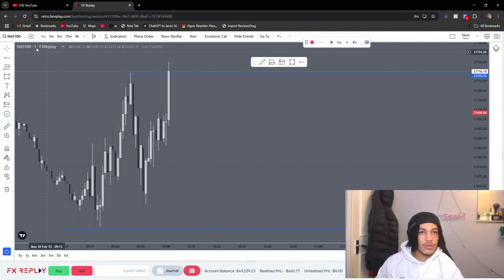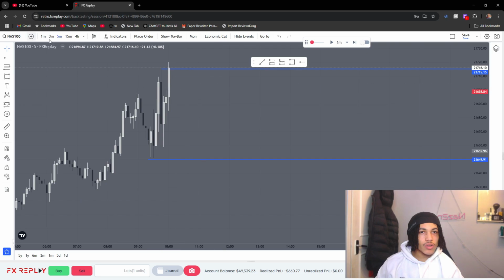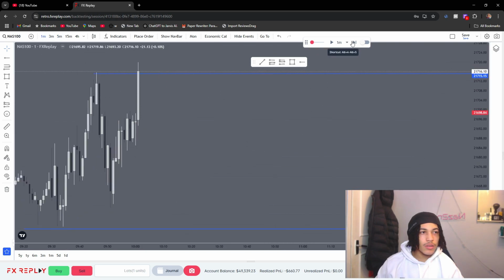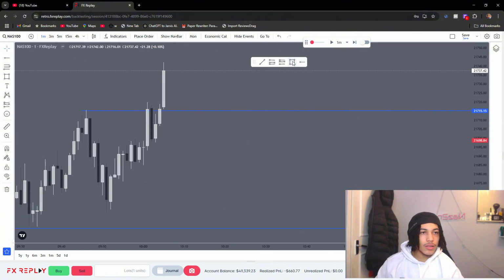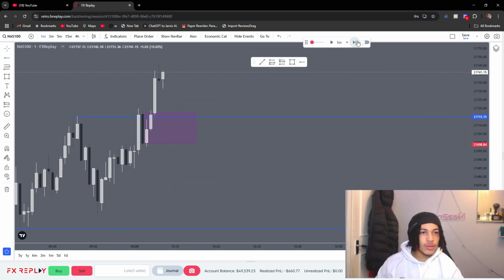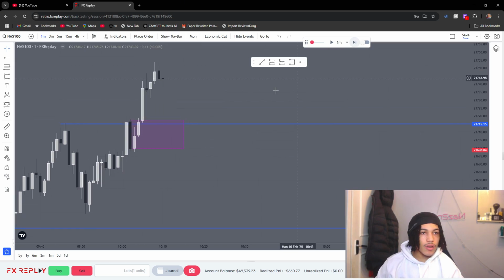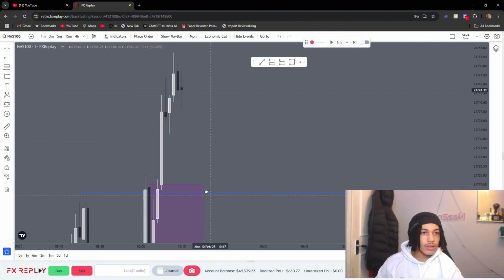So now this 5-minute high got swept. Looking for buyers. Broke structure to the upside. Left a supply zone with a fair value gap. Market comes back down into it. That's good.